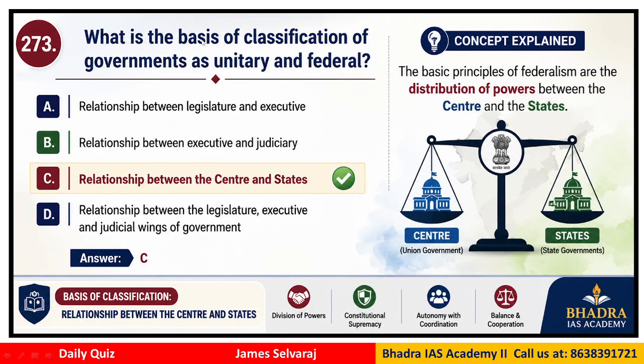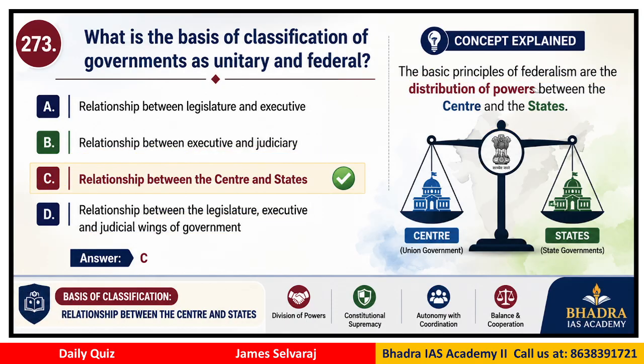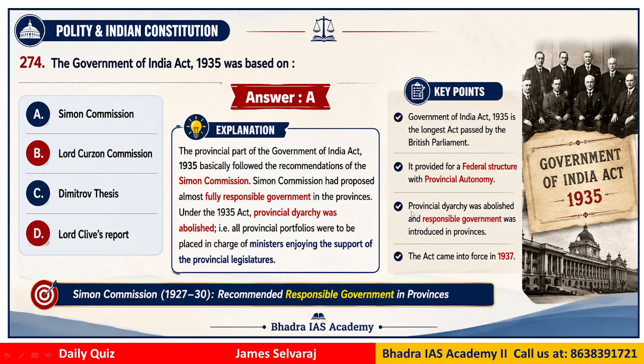Question number 273. What is the basis of classification of governments as unitary and federal? Is it the relationship between the legislature and the executive, executive and judiciary, between the center and states, or between the legislature, executive and judicial wings of government? The correct answer would be C, the relationship between the center and the states. The distribution of power between the center and states makes the classification of governments as either unitary or federal. Therefore India is a kind of quasi-federal government.